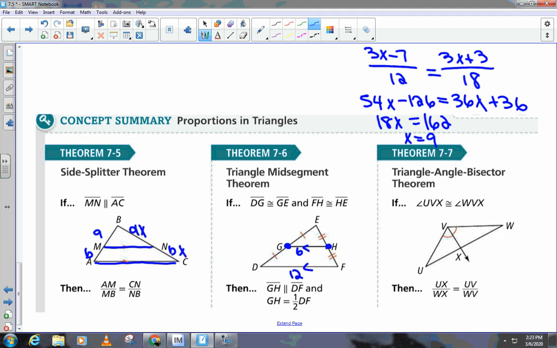Okay? And then we said that if this is an angle bisector, it bisects the angle, but it doesn't necessarily bisect the opposite side, only if it's isosceles. So it doesn't bisect the opposite side, but it breaks it into a ratio that's the same as the other two sides. Okay? Left to right, or left to left, right to right. However you want to do it.